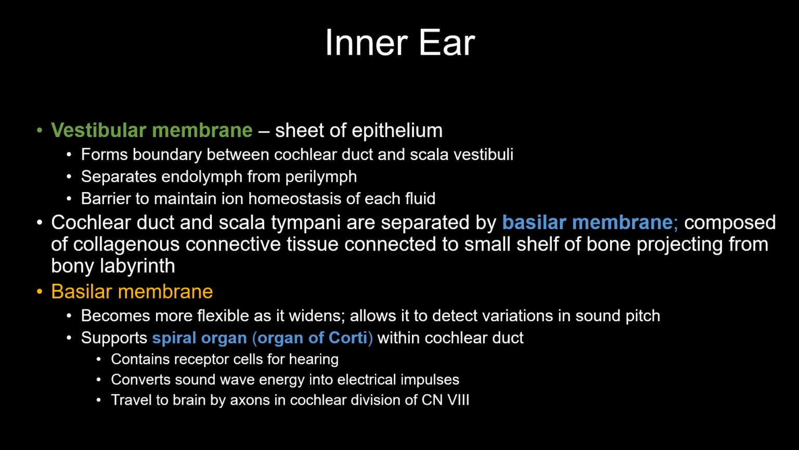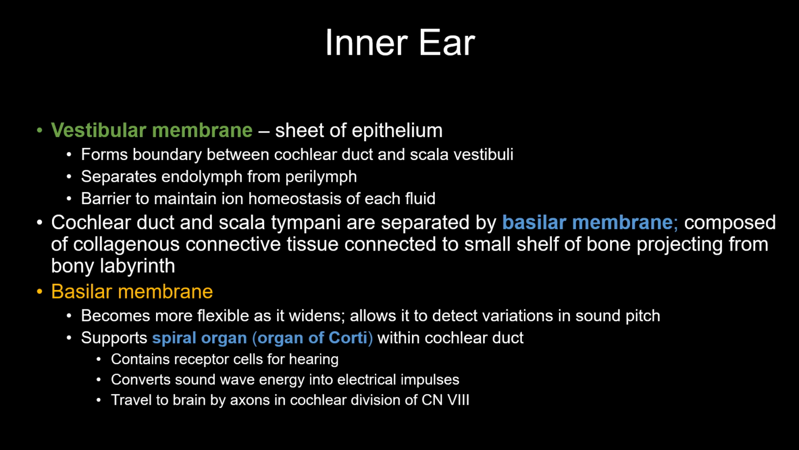And then you have a sheet of epithelial tissue called the vestibular epithelium. What this does is it forms the boundary between the cochlear duct and the scala vestibuli. This membrane separates endolymph from perilymph, and serves as a diffusion barrier between the two for ion diffusion as well as fluid diffusion. The cochlear duct and the scala tympani are separated by a membrane as well. This is the collagenous basilar membrane. Collagenous just means it has a lot of collagen in it.